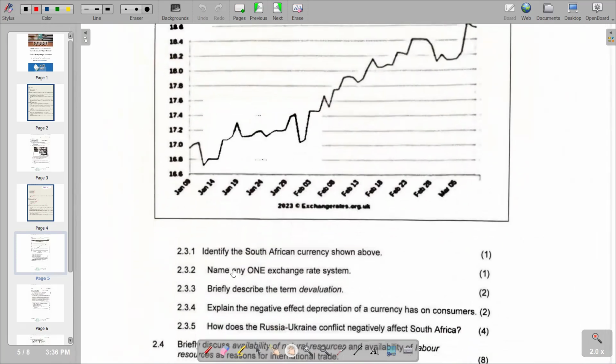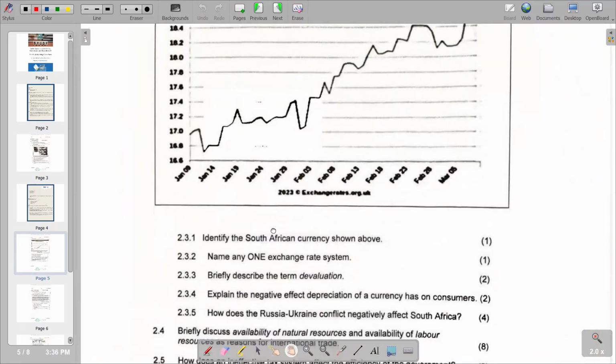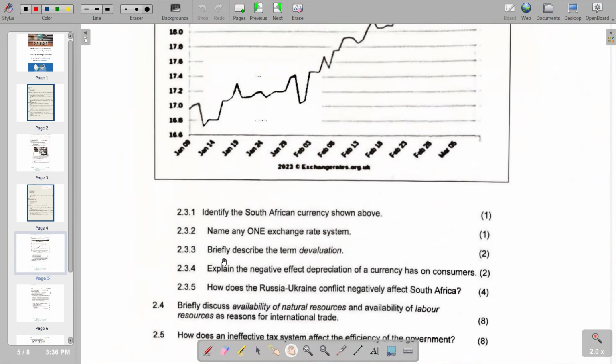And then the second part is saying, name any one exchange rate system. We know that we have the floating exchange rate system. We also have the fixed exchange rate system. So those are the exchange rate systems that we have, whereby we're saying free floating exchange rate, and then we've got the fixed exchange rate. And then the next part is saying, briefly describe the term devaluation.